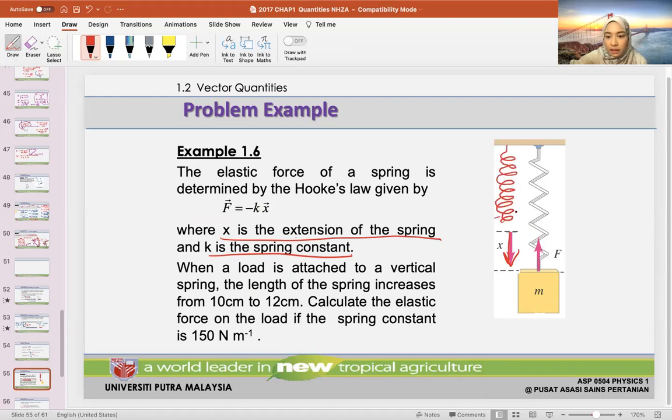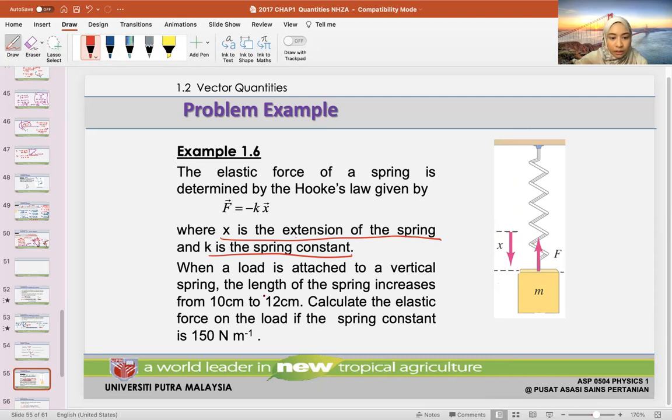Mula-mula dia dekat sini. Ada mass kat sini. Sorry. Dia belum letak mass lagi. So, mula-mula spring tu dekat sini. When I put mass on the spring, okay, letak kat sini, dia jadi berat. So, dia ke bawah. So, bila dia ke bawah, dia memanjang. So, the spring extends by X. Memanjang sebanyak X. Okay. So, dia berubah panjang itu sebanyak X.